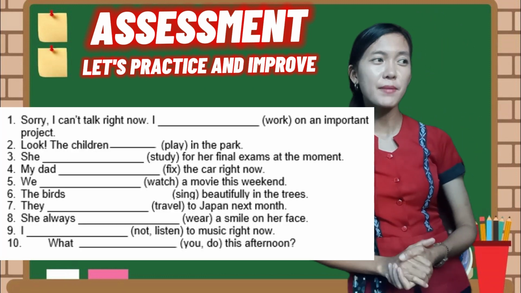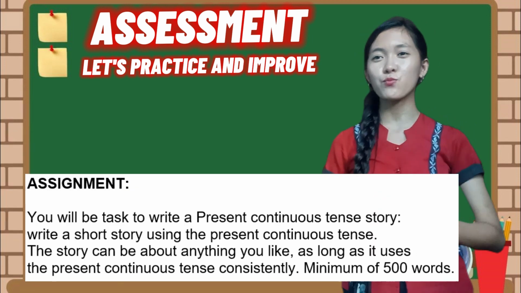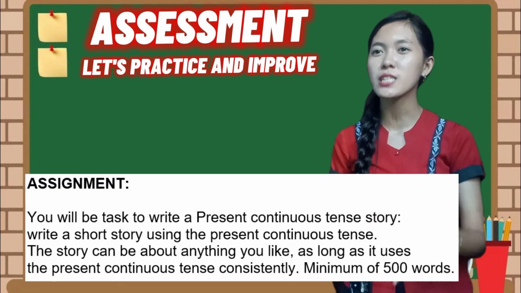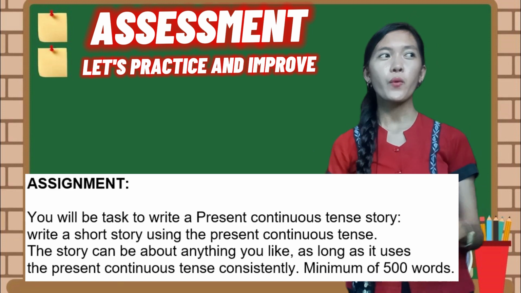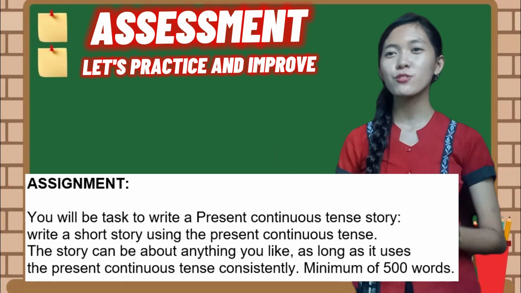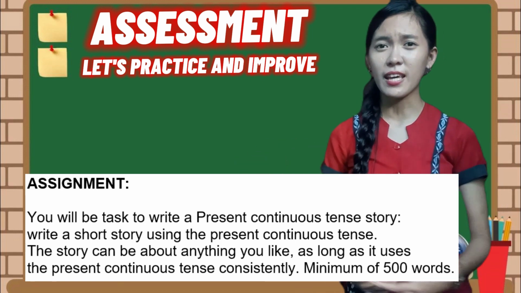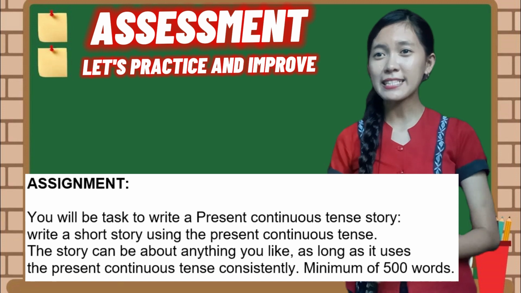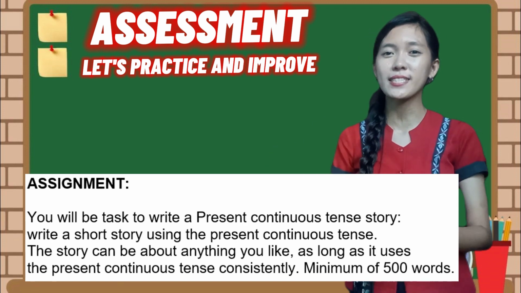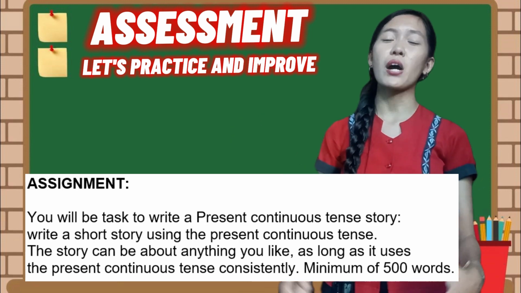And for your assignment, class, you will be tasked to write a present continuous short story, or present continuous tense story, wherein you will write a short story using the present continuous tense. The story can be about anything you like, as long as it uses the present continuous tense. And of course, a minimum of 500 words.